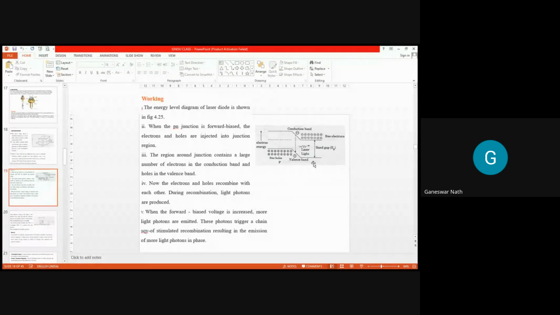Now how it works, you can see in this diagram. This is the quantum mechanical presentation. This is the Fermi energy bands, the conduction band. This is called the valence band.